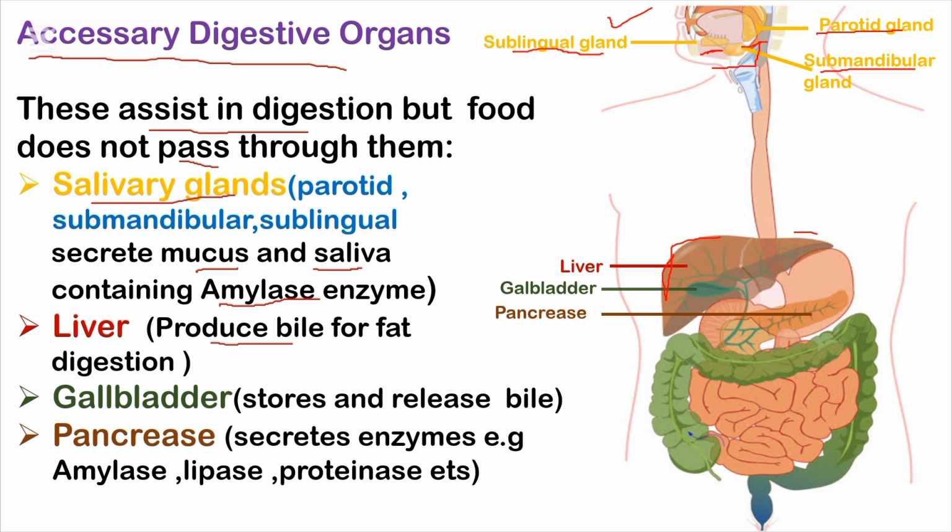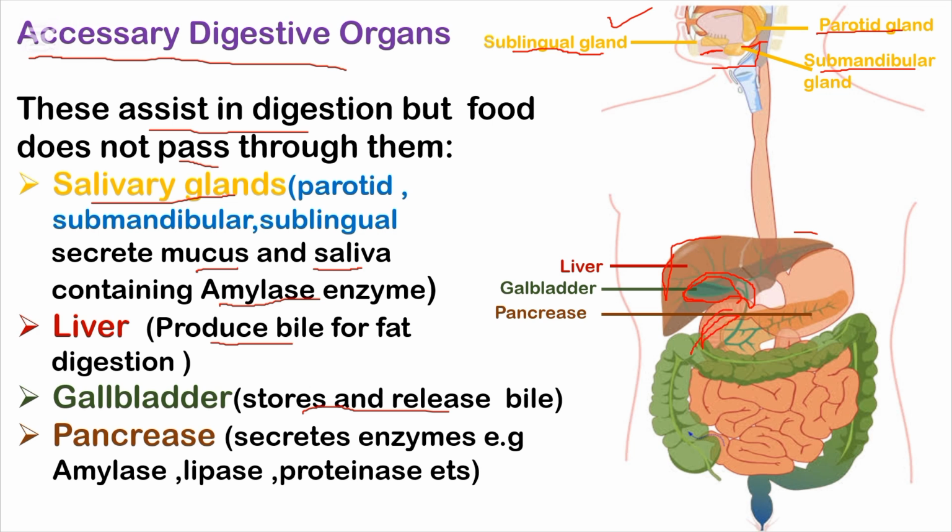Next organ is the gallbladder, and this is the gallbladder that is of green color and it is present inferior and posterior to the liver. And what is the role of the gallbladder? Its role is just limited to storage and release of bile, and it releases bile into the duodenum here.